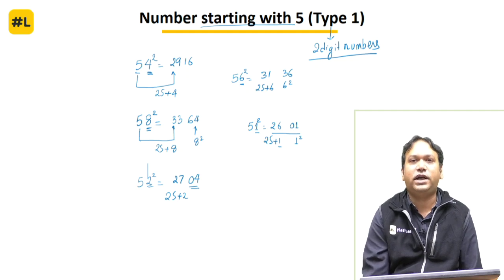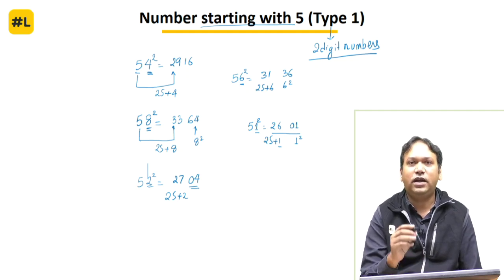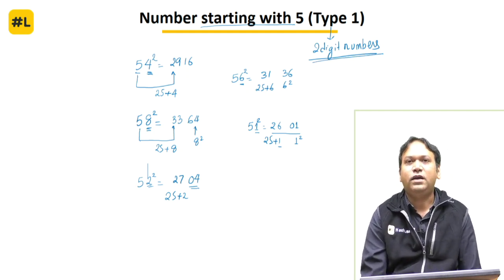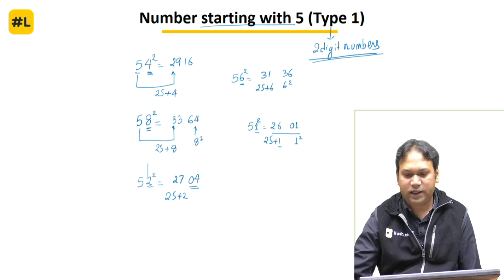2601. So this is our second technique. Numbers beginning with 5, type 1, that deals with 2-digit numbers. So what do we do now? Go to the next technique.